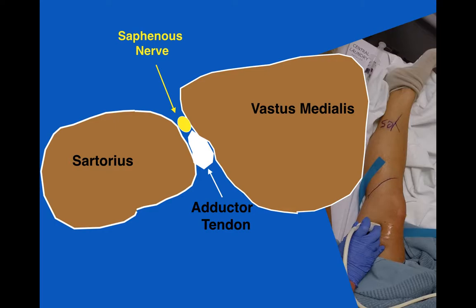In this diagram, an axial ultrasound view of the distal thigh is represented. The ultrasound transducer is positioned over the medial aspect of the right thigh at the level of the superior pole of the patella. In this view, the tissue plane between the sartorius and vastus medialis is represented with the adductor tendon present as a hyperechoic structure. The adductor tendon is almost always visible at this level and is frequently mistaken for the saphenous nerve. The position of the saphenous nerve is represented in this drawing, however, in actuality, it is rarely visualized at this level.